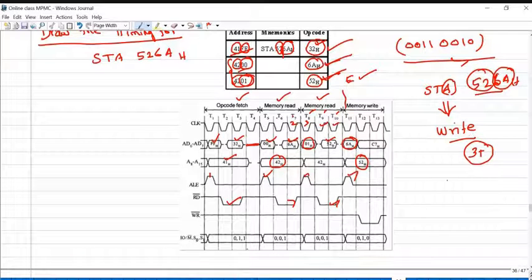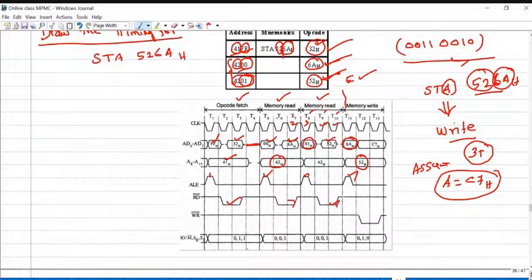Okay. Let's say for example, assume our accumulator content is C7H. During the T2, T3 states, your write operation must be enabled. At that time, AD0 to AD7 hold this accumulator content C7. So when the write bar is enabled and the address lines point out this particular 16-bit address, then the microprocessor writes this particular information in this address location.